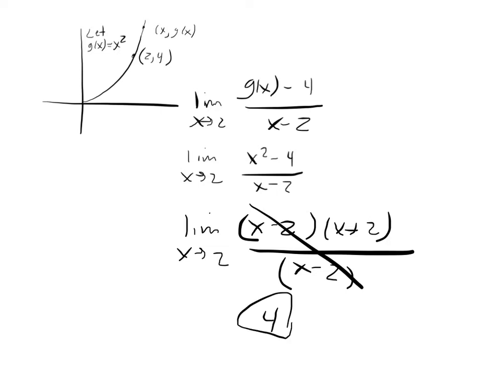So again, let's think about that. What did we just show? We just showed that for the parabola, x squared, the slope of the line tangent to the curve at (2, 4), the slope of that line is 4.